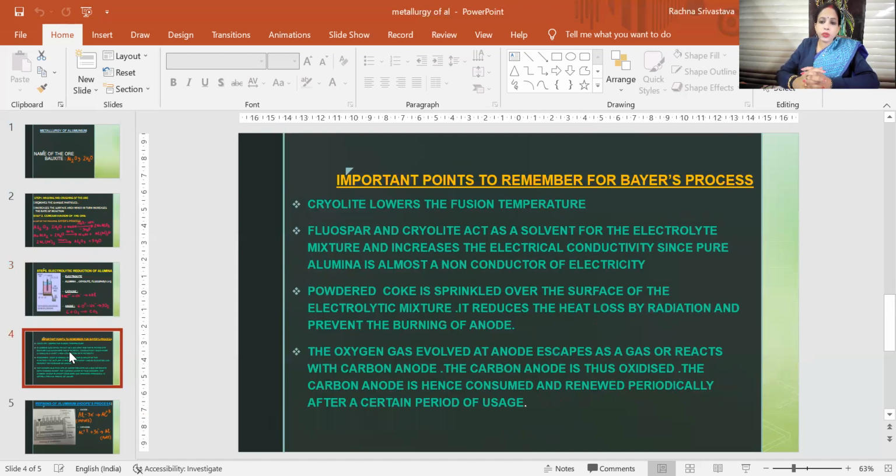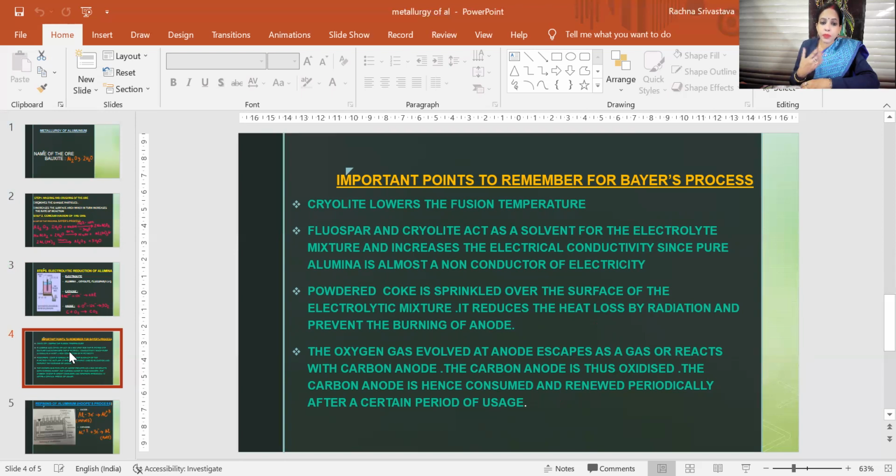Some important points to remember for Bayer's process. These points are very important because they cover the reasoning questions which come on the metallurgy of aluminium. Your first point is, like I mentioned, about the electrolyte. You have recently done electrolysis in your semester 1, and you have seen that we use a single electrolyte. But in this case, it is an exception: we take alumina, cryolite, and fluorspar in a particular ratio of 1:3:1. That means instead of a single electrolyte, we are taking a mixture of electrolytes.